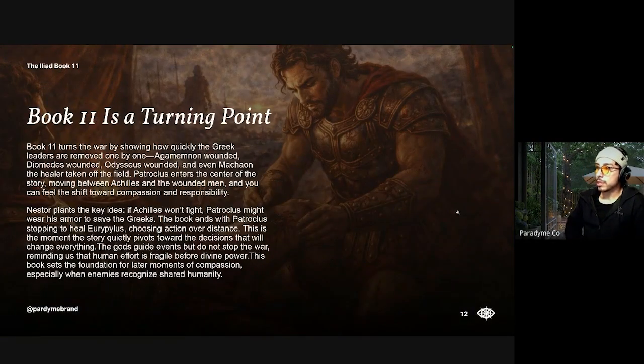Book 11 is a turning point. Book 11 turns the war by showing how quickly the Greek leaders are removed one by one. Agamemnon wounded, Diomedes wounded, Odysseus wounded, and even Machaon the healer taken off the field.